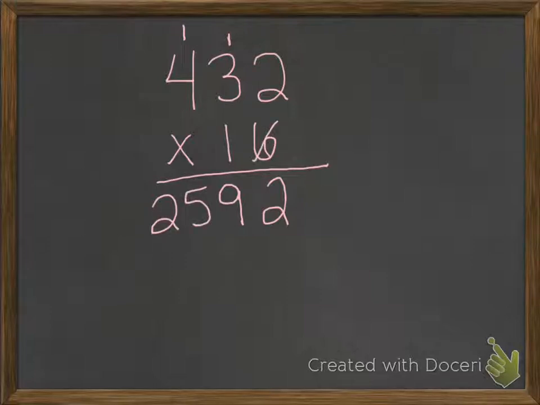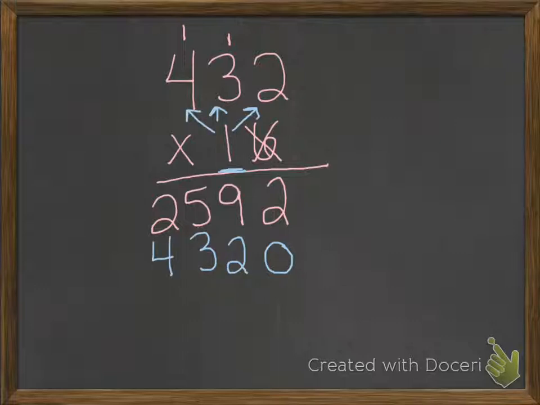Now we've taken care of our 6. We need to now deal with our 1. Because the 1 is in a different place value, the tens place, we have to annex a 0. That allows us to keep the 1 and use it just like a single digit. Now we multiply in the same pattern. 1 times 2 gives us 2. 1 times 3 gives us 3. And then 1 times 4 gives us 4.